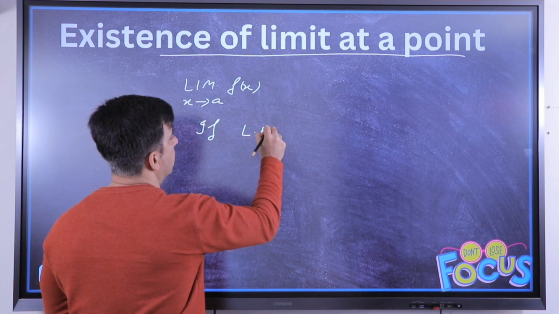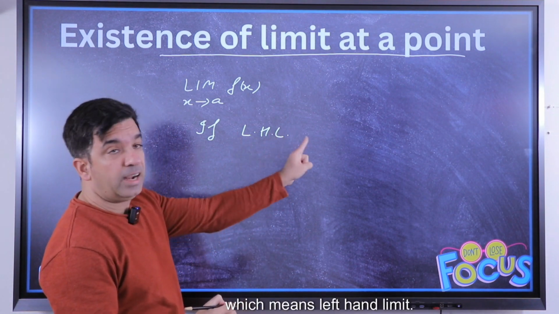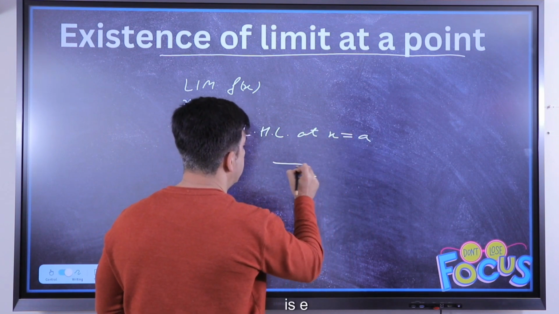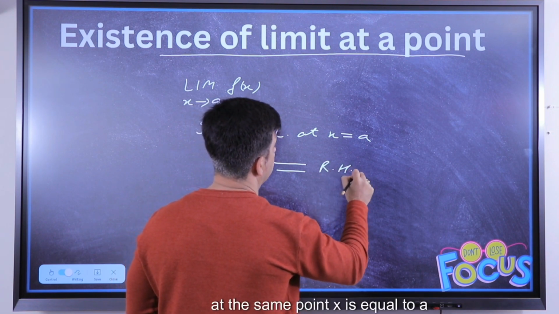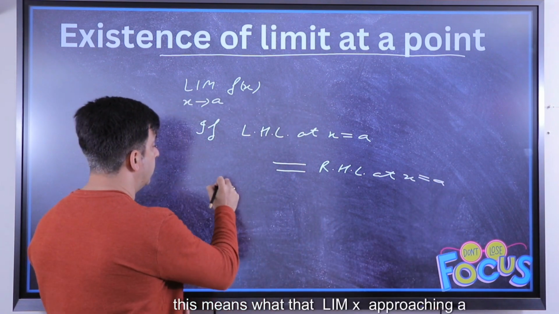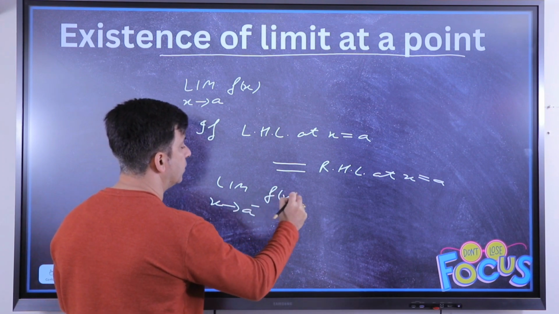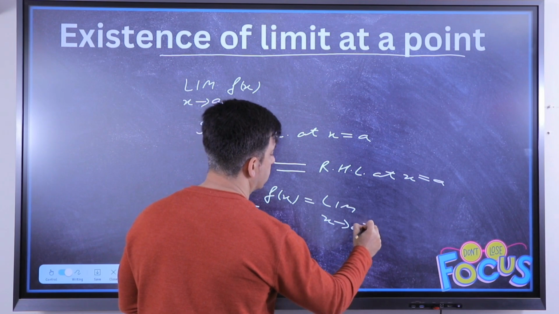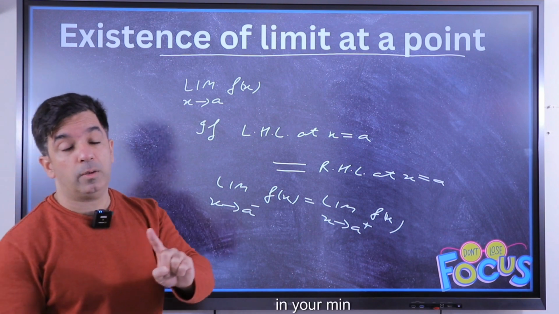left hand limit, I am writing this in the short form of LHL, which means left hand limit at x is equal to a, is equal to right hand limit at the same point x is equal to a. This means what? That lim x approaching a from minus side f(x) should be equal to this lim x approaching a from plus side f(x). This is the point which you have to keep in your mind.